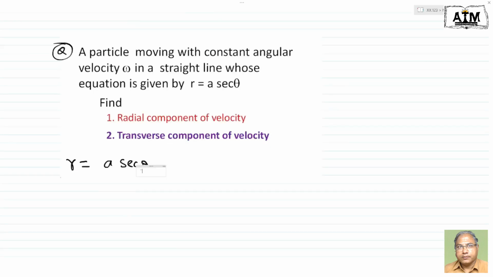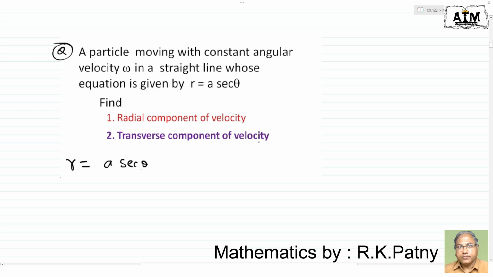So the given question is, a particle moving with constant angular velocity omega in a straight line whose equation is given by r equals a sec theta. So we have r equals a sec theta. We need to find the radial component of velocity and the transverse component of velocity. The radial component of velocity is given by the formula dr by dt, and the transverse component of velocity is given by r d theta by dt.